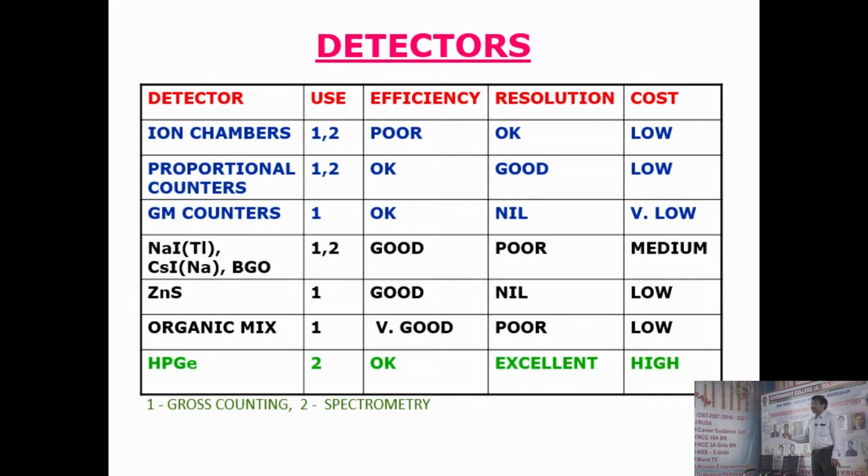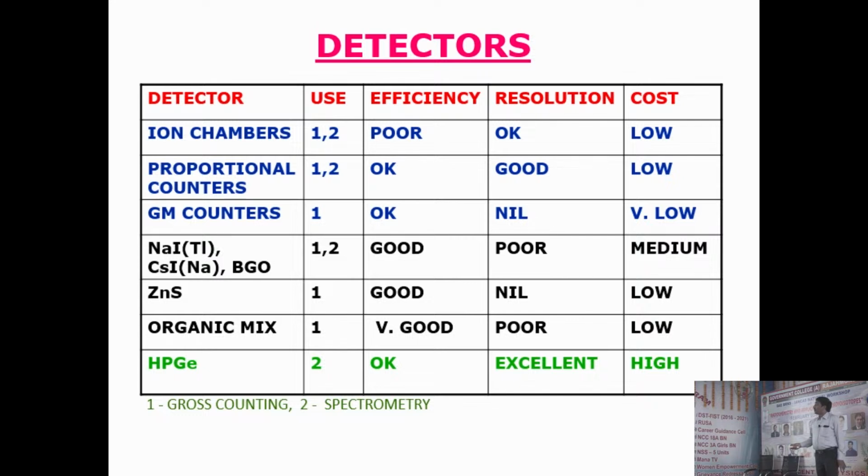In the case of GM counters, this is only for gross counting. The one I replied about is only for gross counting. We can only do gross counting with GM counters, because there is no resolution. It cannot identify the energy of the radiation being emitted. Efficiency-wise it is okay, and the resolution is nil, because it cannot identify the energy of the particle emission, and cost-wise it is very low.